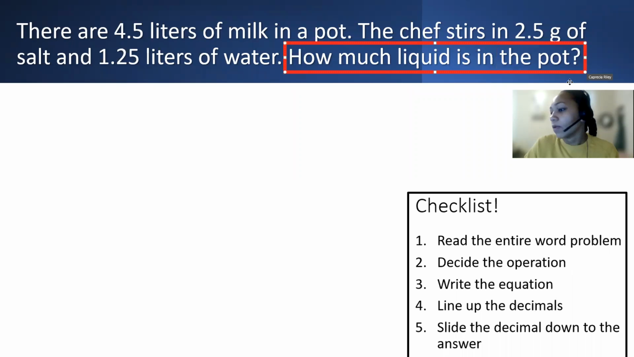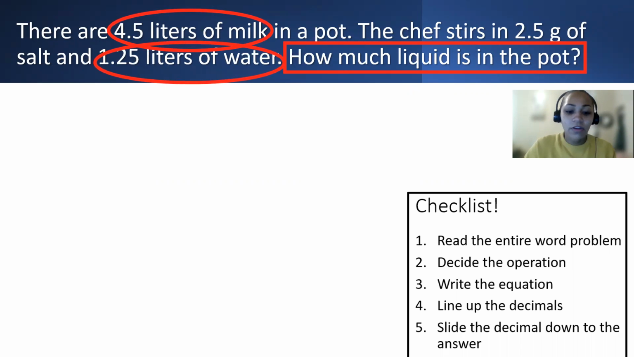So we're talking about liquid, you guys. Knowing that we're talking about the liquid means we only care about certain parts and certain numbers. Let's go figure out which ones we care about. So there are 4.5 liters of milk. Milk is a liquid. The chef stirs in 2.5 grams of salt. Salt is not a liquid. Next, in 1.25 liters of water. All right, so this right here tells you why it's important to read the entire word problem and not just pull out numbers. You do not need 2.5 to figure this out.